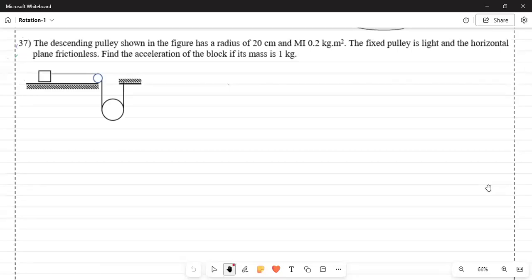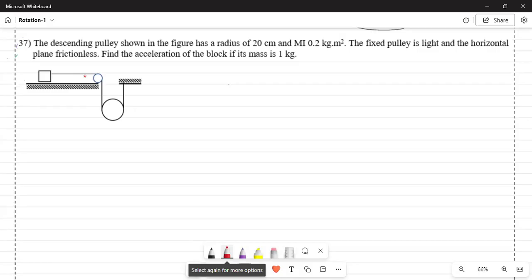Now we take up problem number 37 of your textbooks. Let's see what this problem says. There is a diagram given, and the diagram is very clear. There is a big pulley and a small pulley, and there is a small mass. It appears from the diagram that the big pulley will try to go down, which will pull the small mass towards the right.